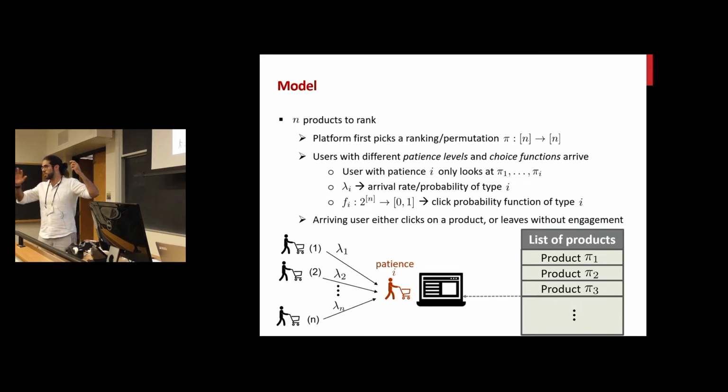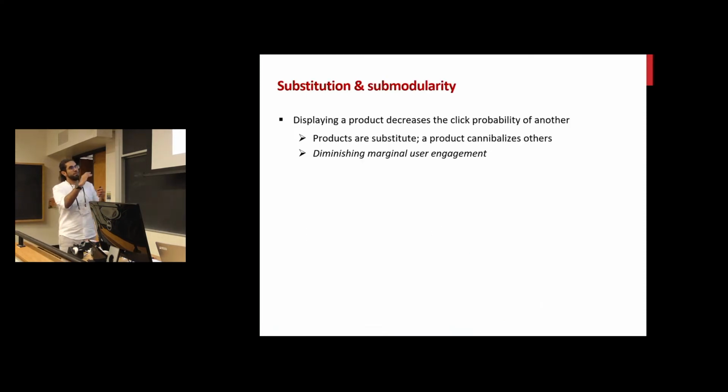Now there is a two-stage choice process. In the first stage, the customer is going to look at the first i products, and then it's going to click with probability f_i of the first i elements in the list. In this context, we are going to focus on products that are substitutes, meaning that if I want to buy a shirt, if I'm interested in shirt number 1, then my interest in shirt number 2 is going to be lower. And in particular, a product is going to cannibalize another one.